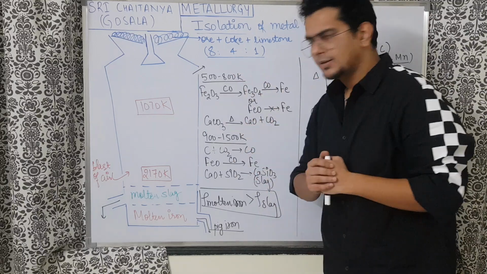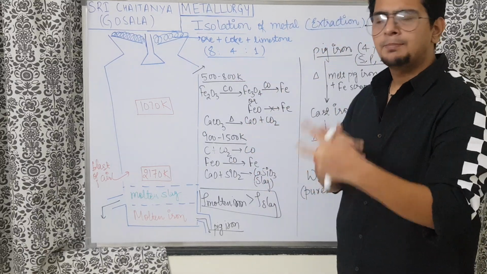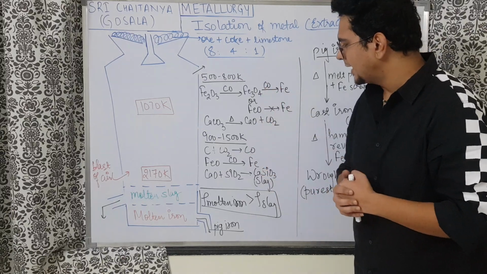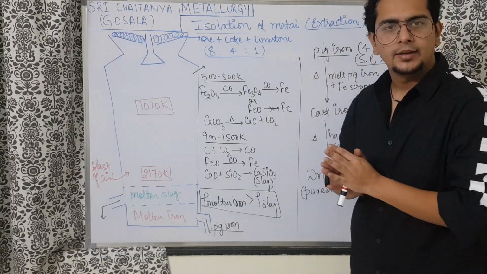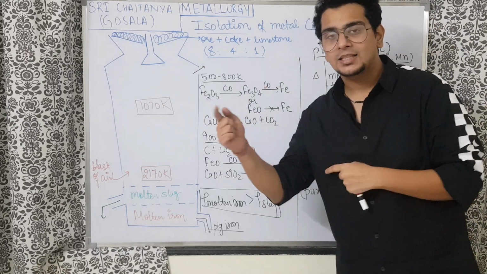These are the reactions given. In the aluminium diagram, I will explain even better which temperature exactly we will take. But right now, this much is more than enough. So let's go on to the next process of metallurgy.